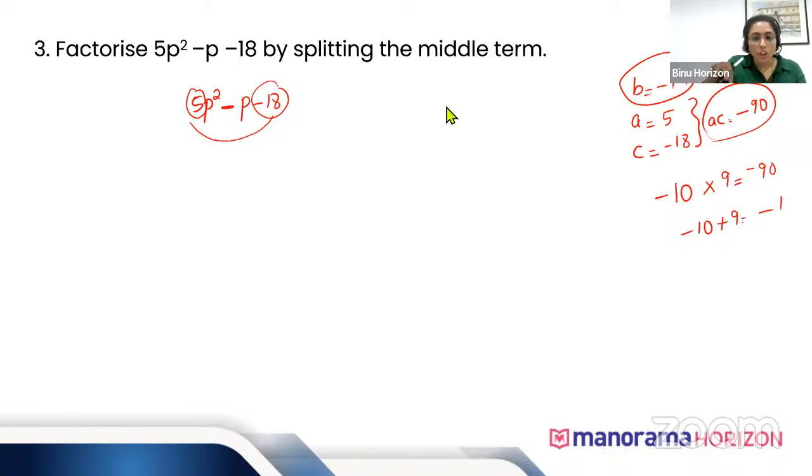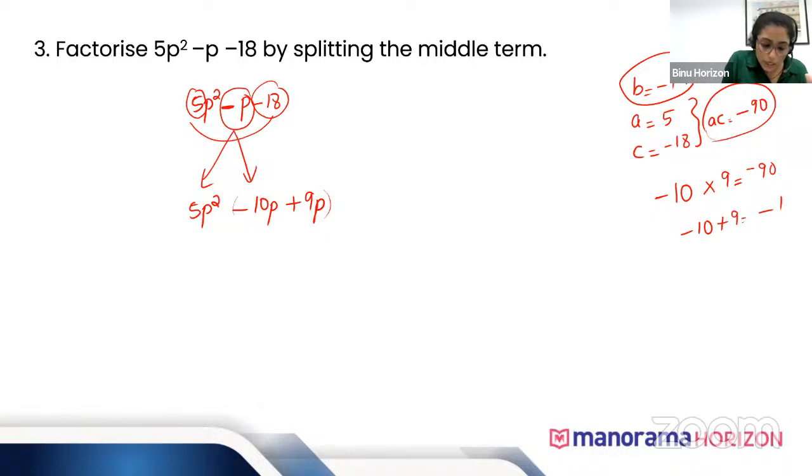Now we got the two numbers. Now we have to split this minus p in terms of these two numbers. That is 5p square minus 10p plus 9p. Minus 10p and 9p, you get minus p. Now if you multiply minus 10 into 9, again you get minus 90. So both conditions should be satisfied. You have to choose numbers in such a way that these two conditions are satisfied. Understood? The sum of these two numbers should be minus 1 and the product should be minus 90.